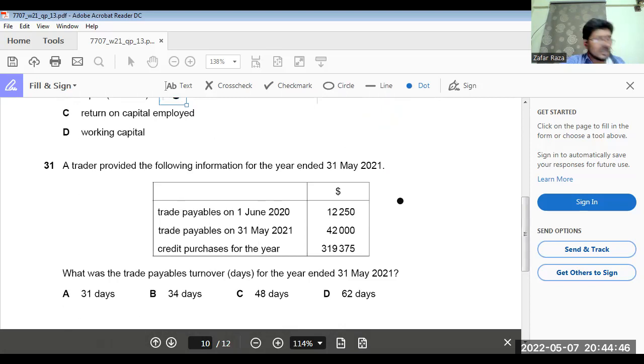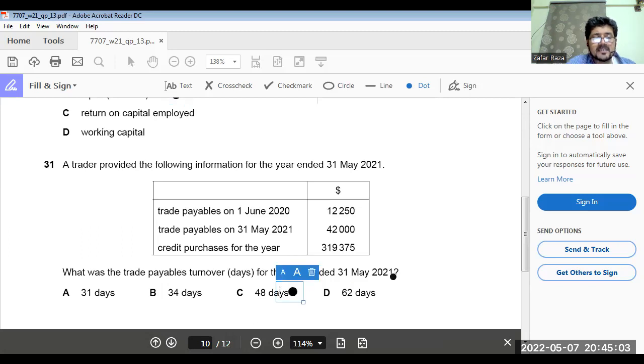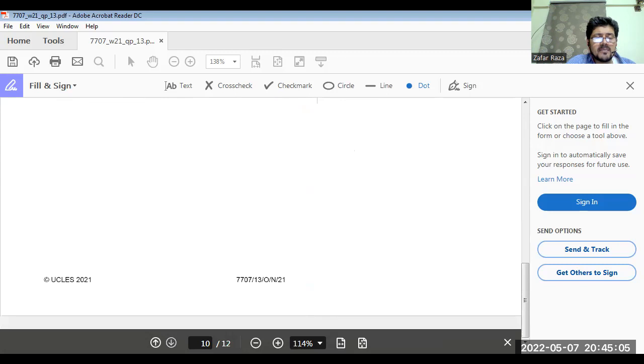Okay, trade payable turnover is very easy to calculate. Trade payables at the end of the year, 42,000, multiplied by 365, divided by credit purchases 319,375, is 48 days. Answer. Okay, come to the next one.